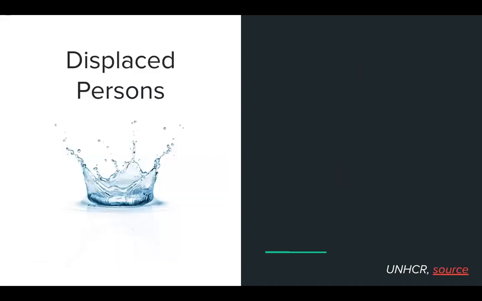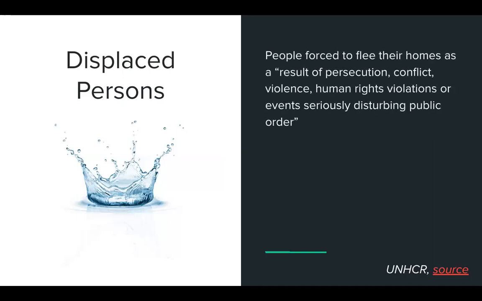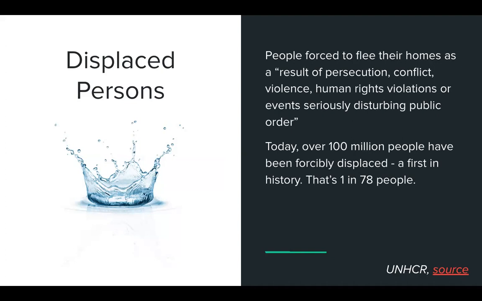So, all right, next we're going to talk about displaced persons. These are people who are forced to flee their homes as a result of persecution, conflict, violence, human rights violations, or other events that would seriously disrupt the public and everyday living. This is from the UNHCR and World Relief. Today, over 100 million people have been forcibly displaced, as of 2023, which is a world record in our current history. Before the conflict in Ukraine, it was hovering around 90 million, but we are officially over 100 million now.